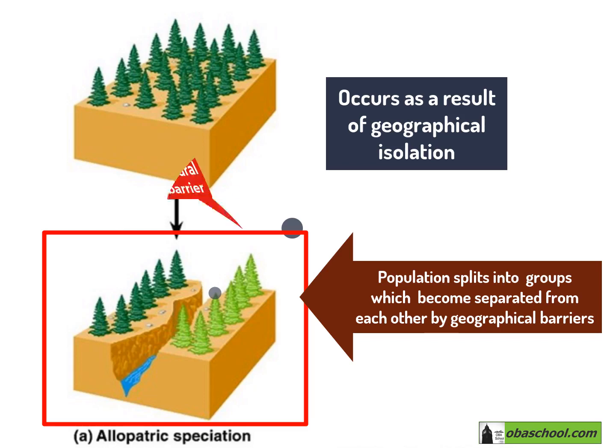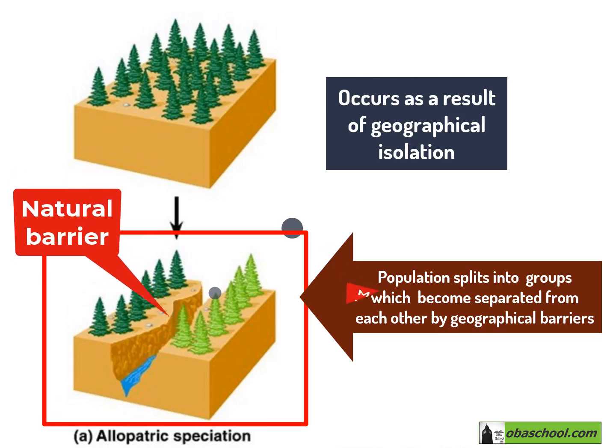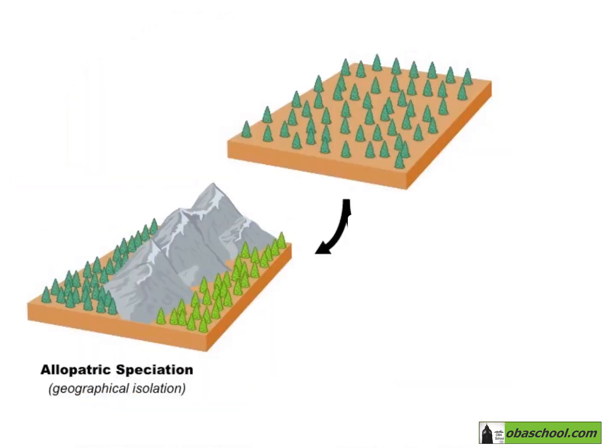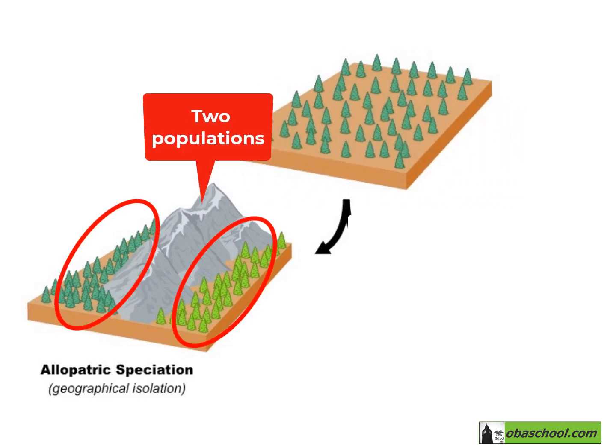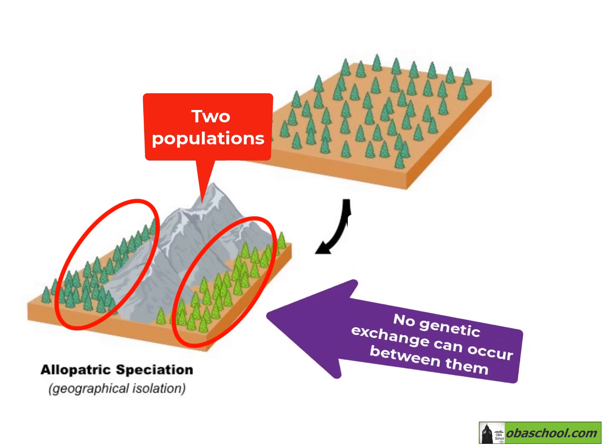The barrier could be natural, like a body of water or a mountain. It can also be man-made, like a motorway. This separation creates two populations of the same species who are isolated from each other, and as a result, no genetic exchange can occur between them.